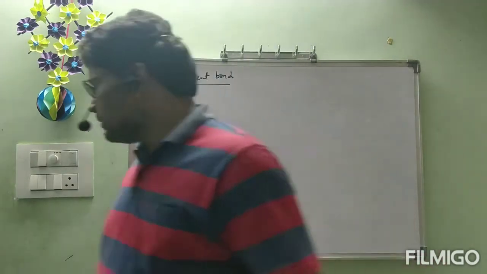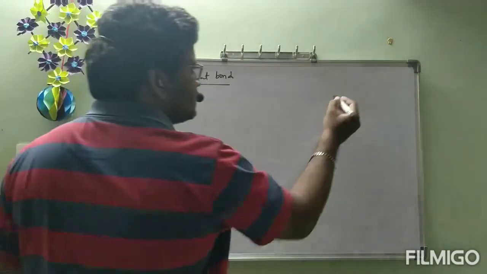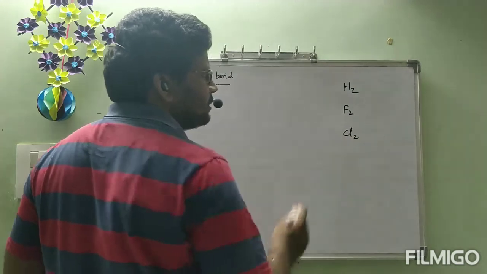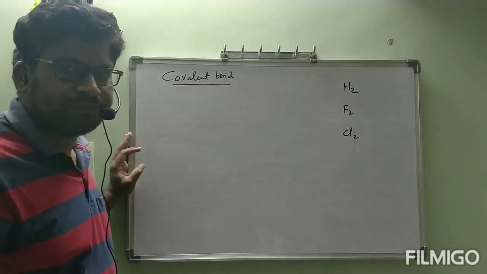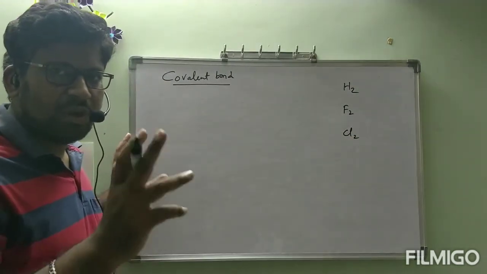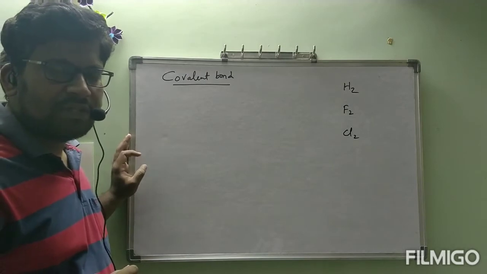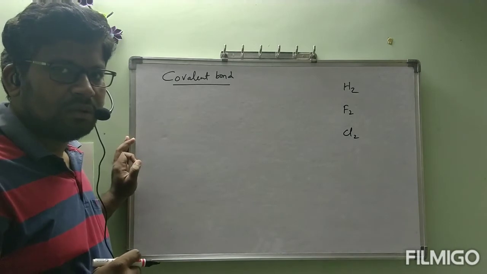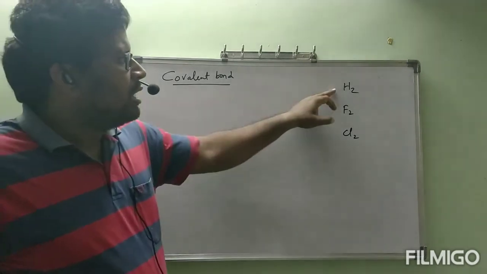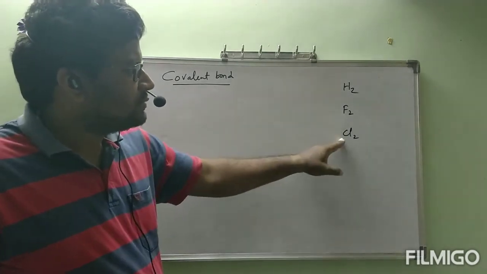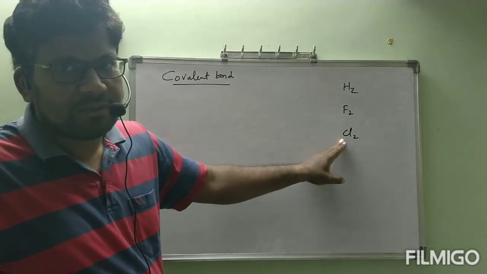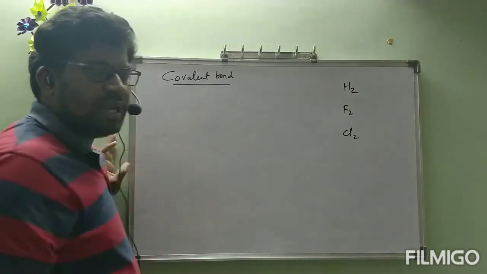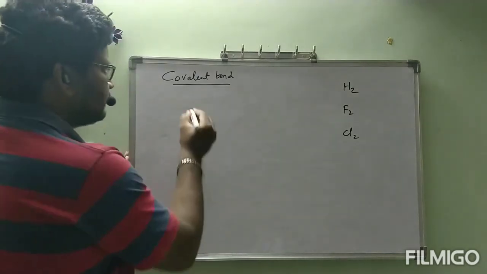But coming to this one, some examples I will write. See, H2, F2, Cl2, like that we have some molecules. Diatomic means two atoms. The molecule which contains two atoms is called a diatomic molecule. Okay, see, H2, F2, Cl2, like this some molecules we have. Then what about these conditions? Let us see. H2 contains how many hydrogens? Two hydrogen atoms.